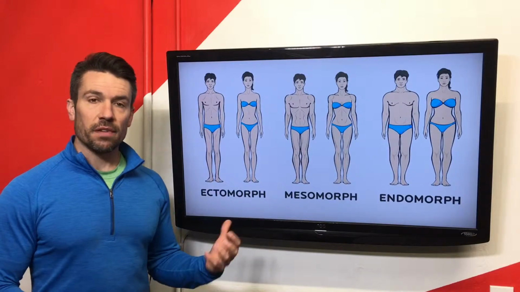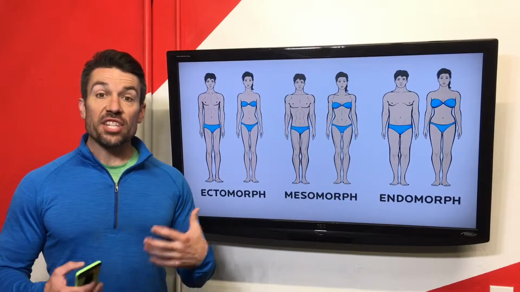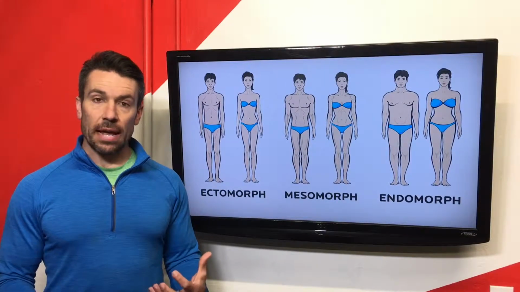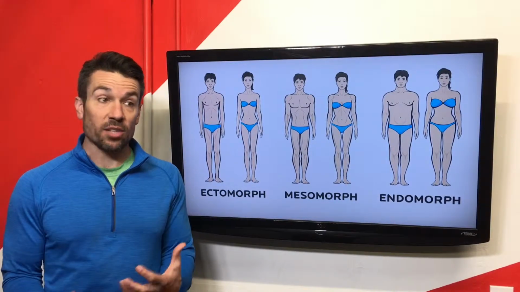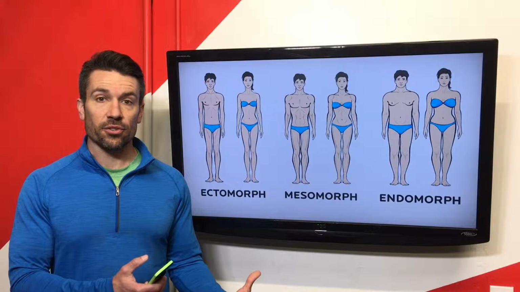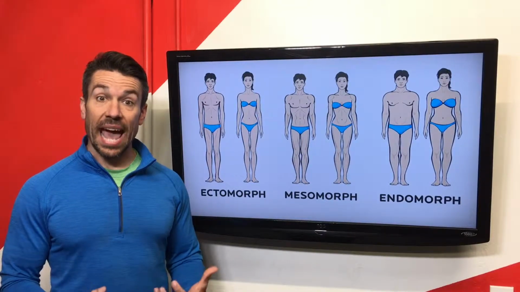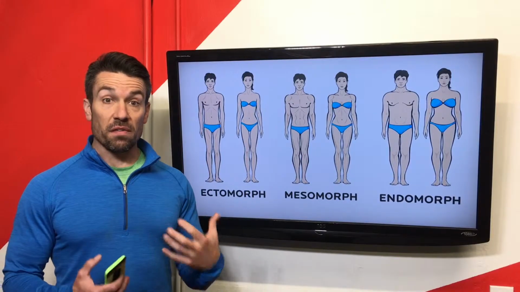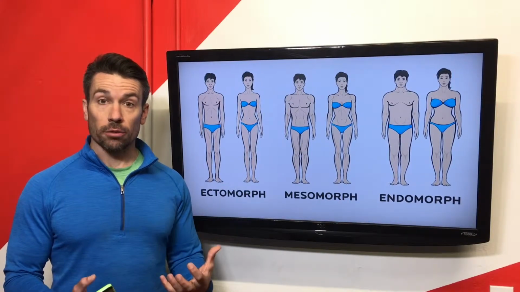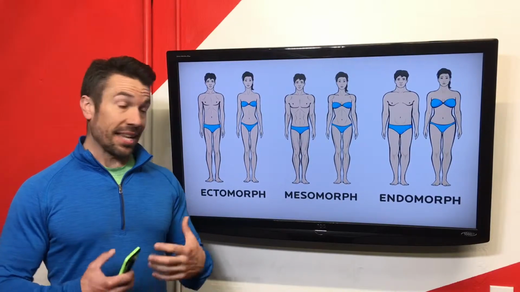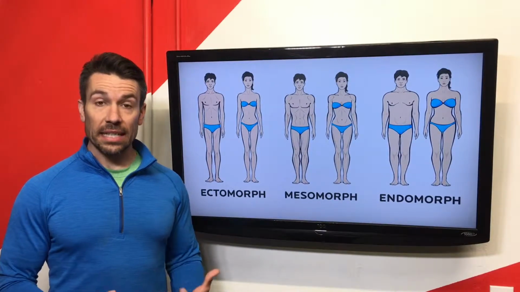The ectomorph, this is your endurance type athlete. It's a longer, leaner frame. They don't have as much muscle mass, but they also don't have a lot of fat storage. And that goes back to the type of metabolism that they have. These are the people that are very carb tolerant. They can handle a high amount of carbs in their diet and still stay relatively lean.